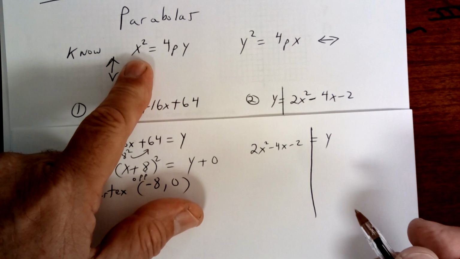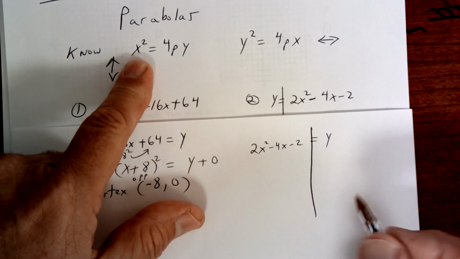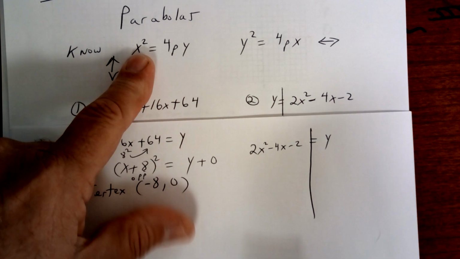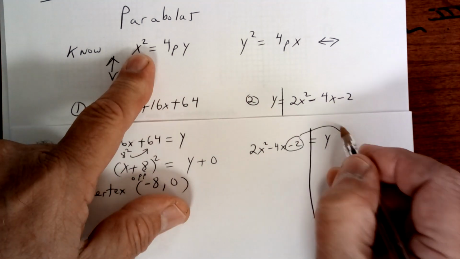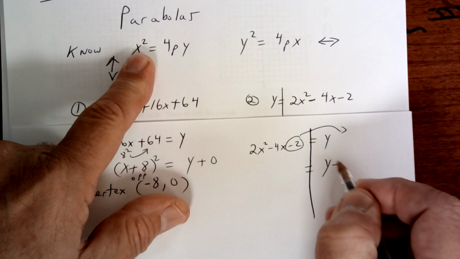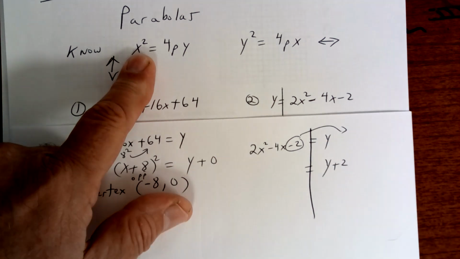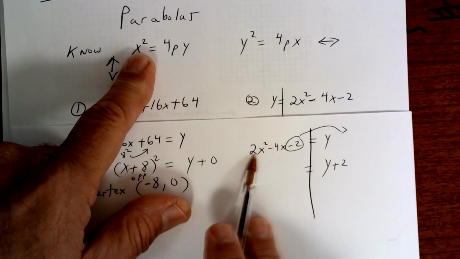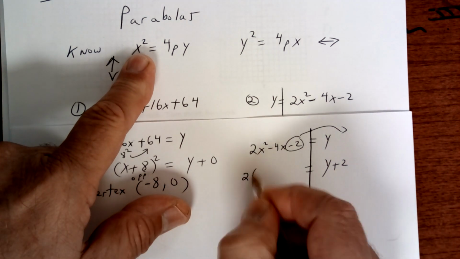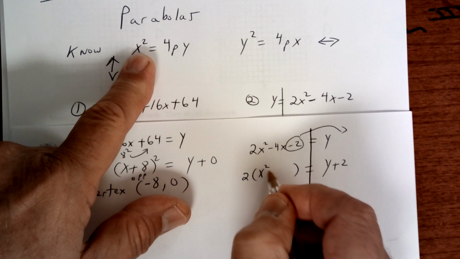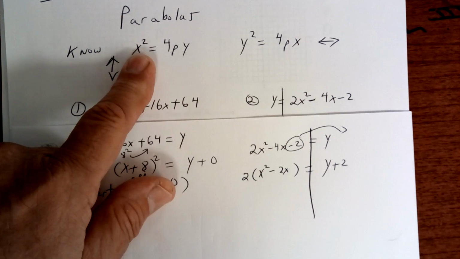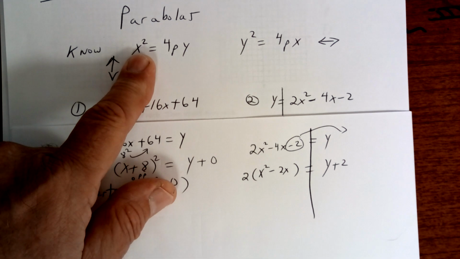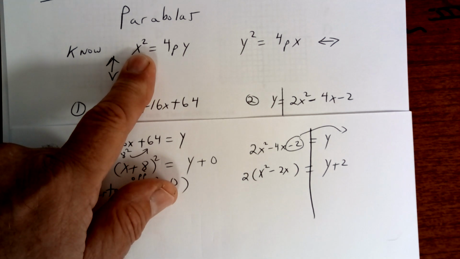Now, this one you're not going to be able to factor like we did this one. So what you're going to do is move the 2 to the other side to get rid of it. So that becomes a plus 2, right? You're going to add 2 to both sides. This one you're going to factor out a 2, and then you're left with x squared minus 2x, right? Because 2 times 2 is 4, 2 times x squared is 2x. Okay, now we're going to complete the square here.